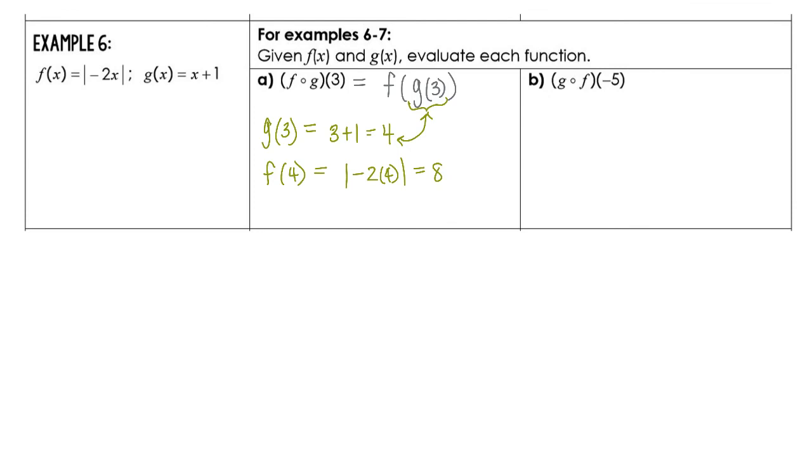Now looking at part B, do pay attention to the order because it will matter. You've got g of f of negative 5, and again, we need to start with the innermost, so I need to find f at -5. And looking at this, it looks like f at -5 is going to give us +10. And so we do replace that value. And so now we need to find g at 10. And substituting that in, looks like we're going to get 11.